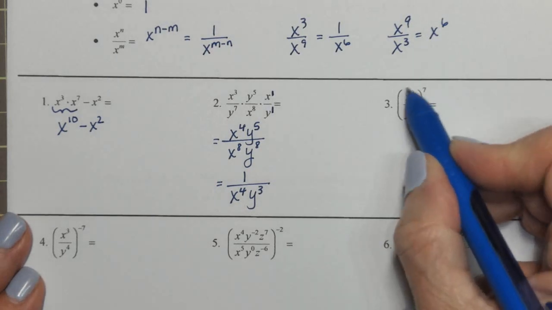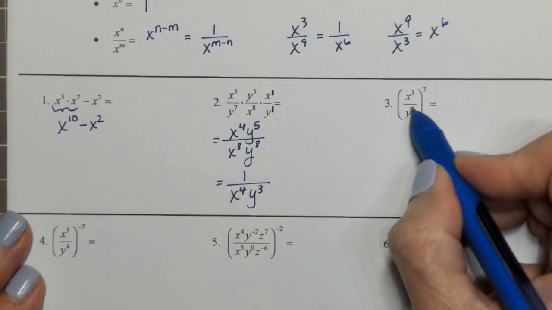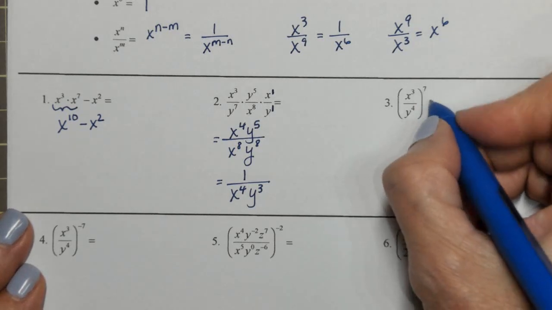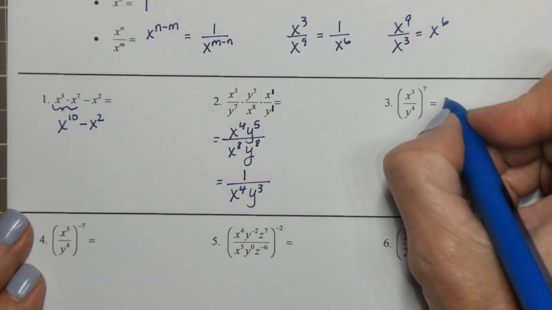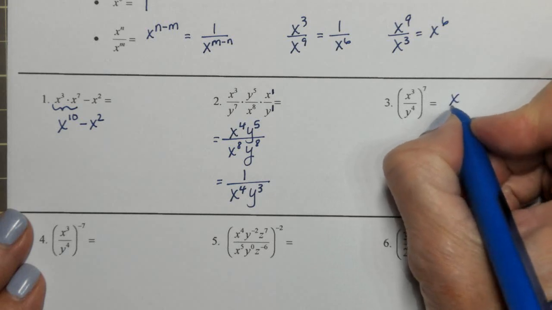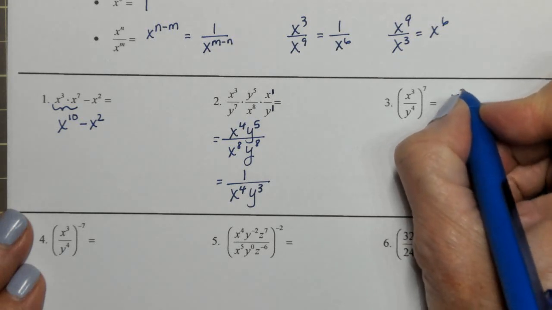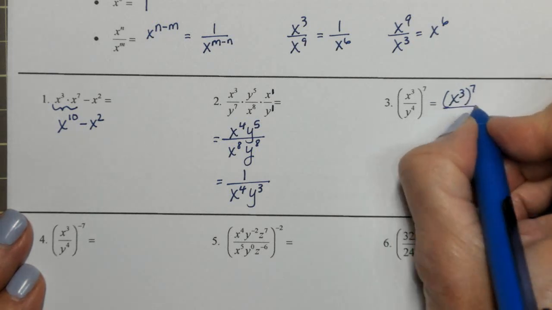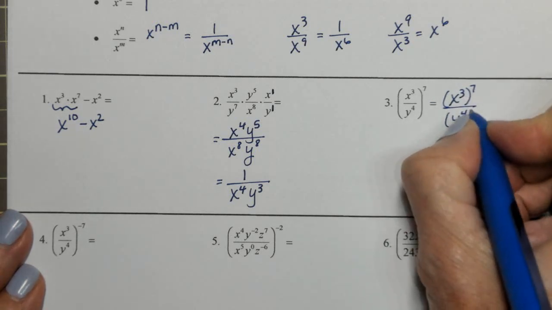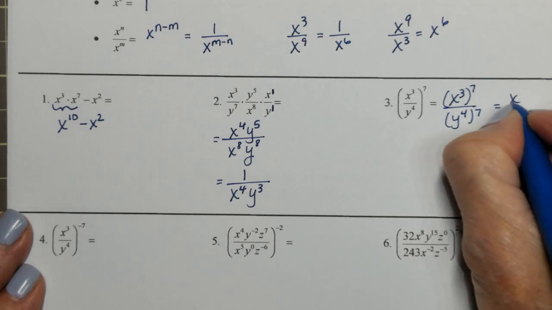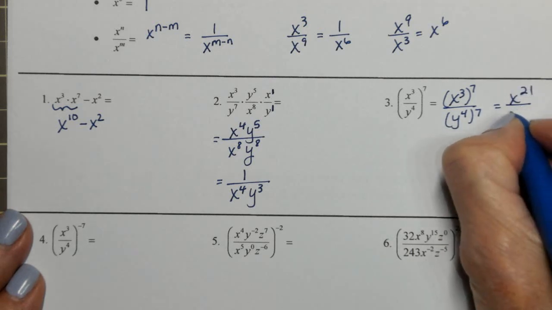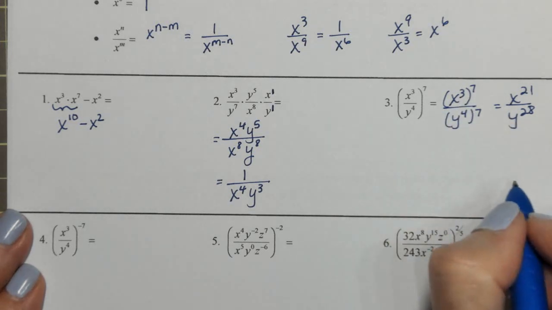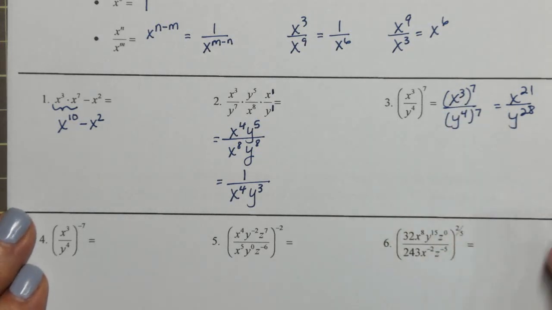All right, we have a fraction being raised to a power. What could we do with this? We could write this as x cubed to the 7th power, divided by y to the 4th to the 7th power, and that is x to the 21st over y to the 28th. And of course, you do not have to write that middle step. That's just for the sake of your notes. That's what I'm doing.